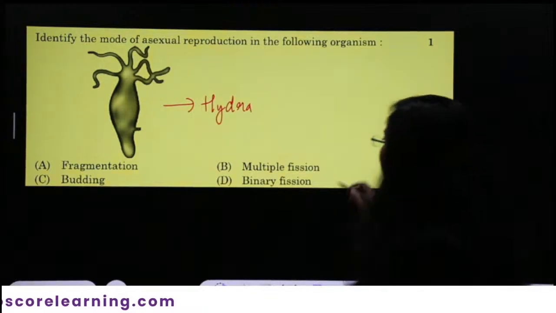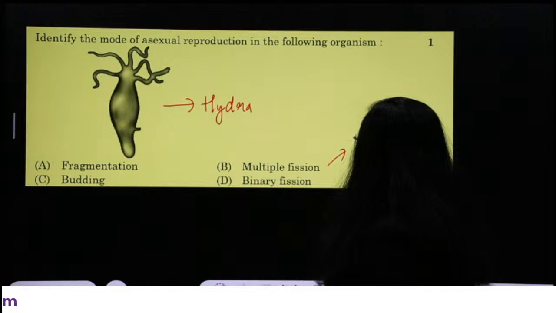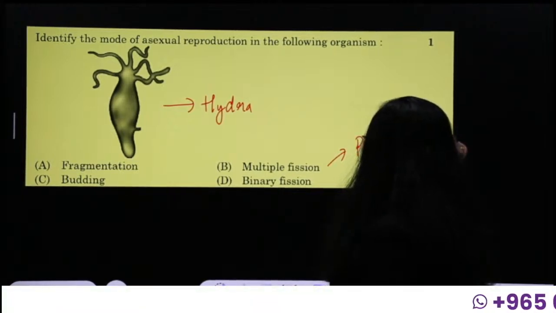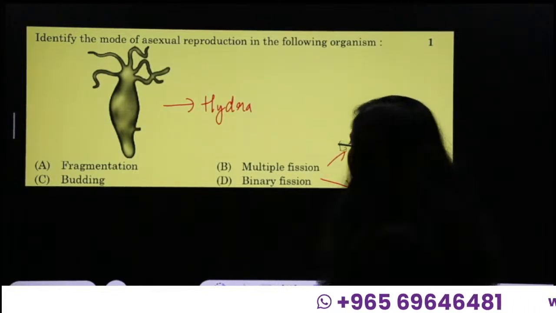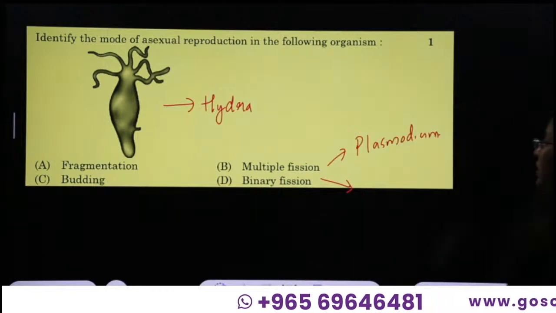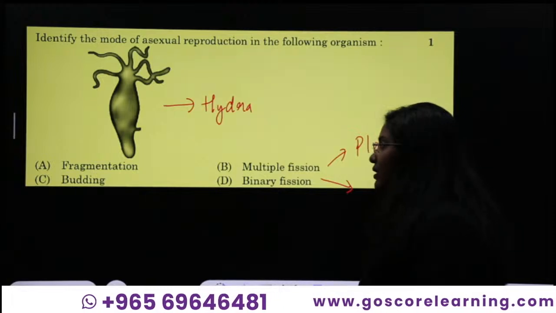Okay, so you already know the example for multiple fission: Plasmodium. Then binary fission, we have two different types. One is normal binary fission and then transverse binary fission, right? Binary fission takes place in amoeba.